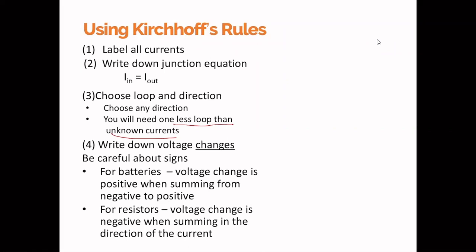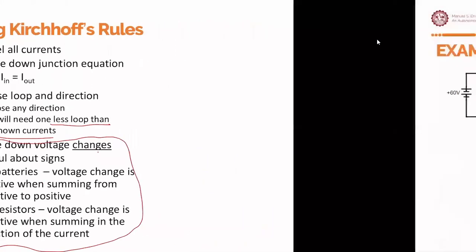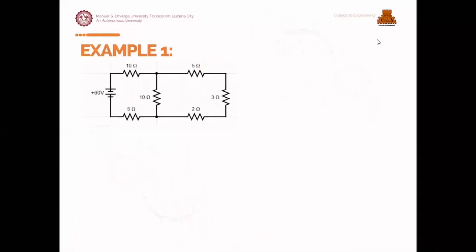Then write down the voltage changes. So itong sa number 4, I would not suggest na basahin nyo to, no? Kasi established na natin yung positive, negative, yung towards positive, towards negative natin. Baka malito lang kayo pag nag-focus kayo sa number 4. Okay? So, yeah, going back sa example number 1 natin ngayon, paano natin ngayon isasagutin to, no?